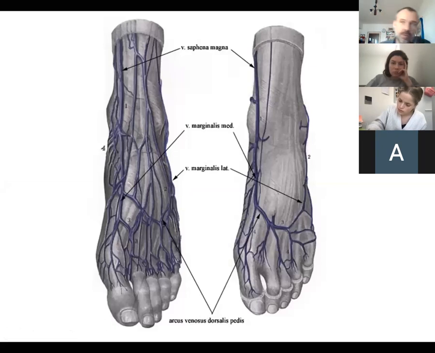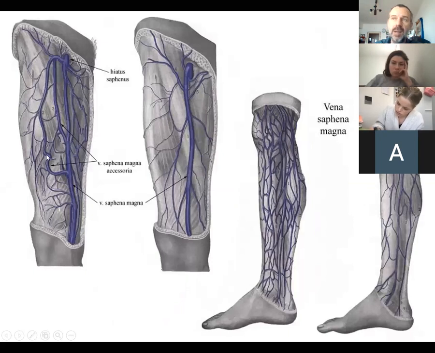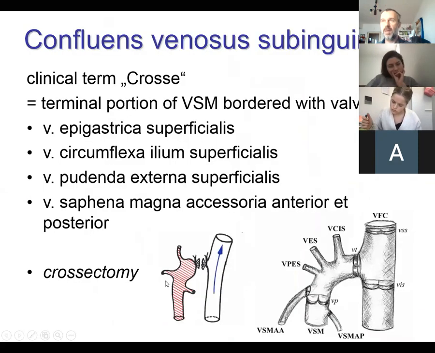Where does the saphenous vein originate? They originate as the marginal veins. Yeah, we know the medial and lateral marginal vein from this dorsal venous plexus on the dorsum of the foot. And again, as we know, the veins are very variable, so you can see different figures here. Again, you can look at it then at home. So you know what the confluence venosus subinguinalis is, so you know all the tributaries.